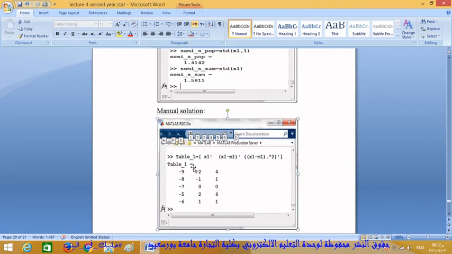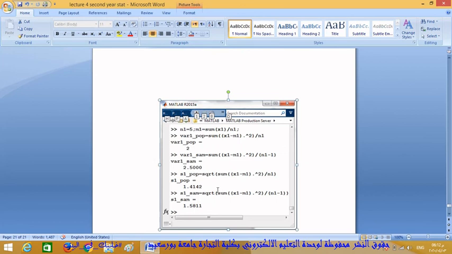Manual solution, put a table on this. x1 transpose, put x1 in a column, x1 minus m1, the difference between each value and the mean, this one, and the squared differences between x1 and the mean, this column. Then compute first the mean equals sum of x1 divided by n1. Variance for population equals sum of x1 minus m1 squared divided by n1.